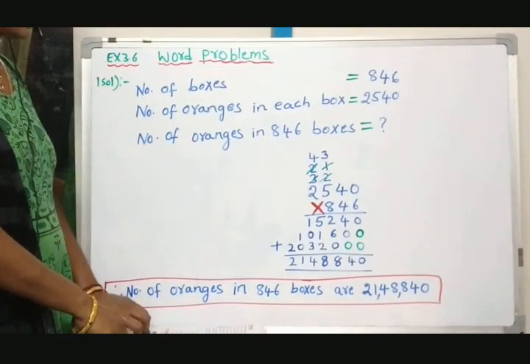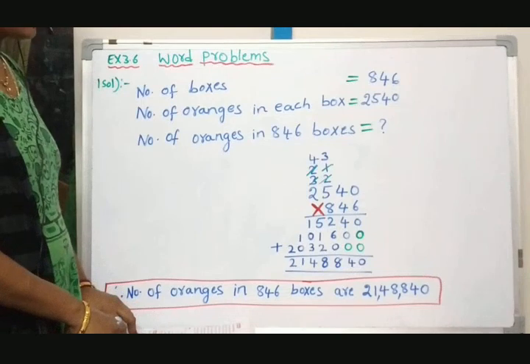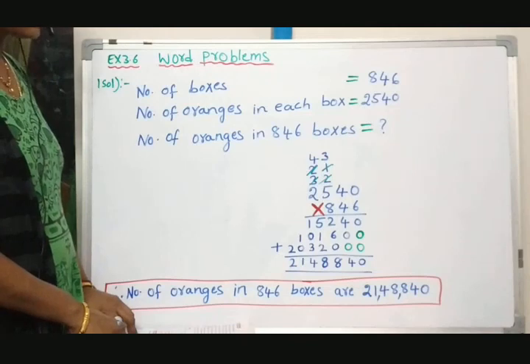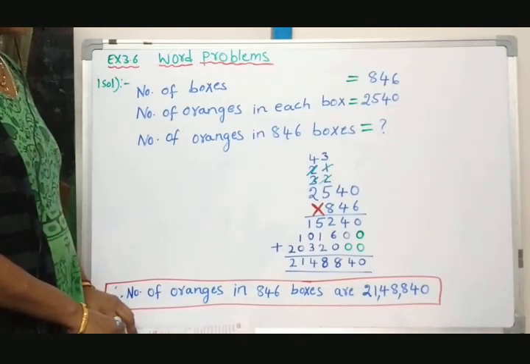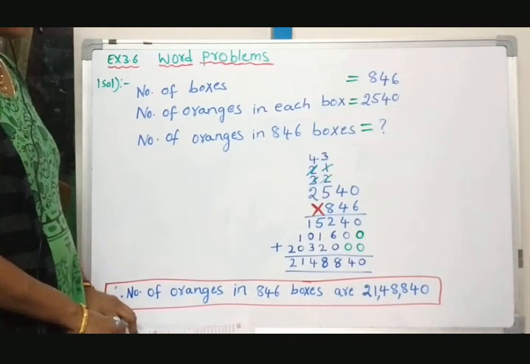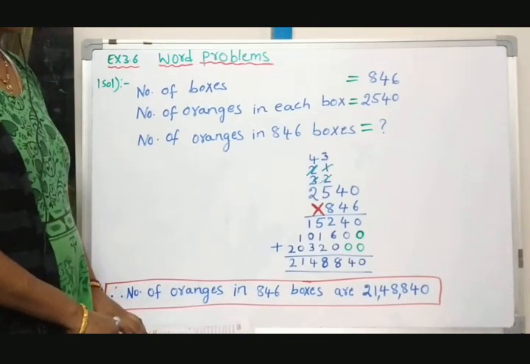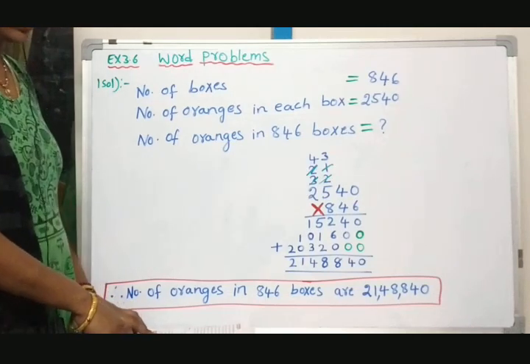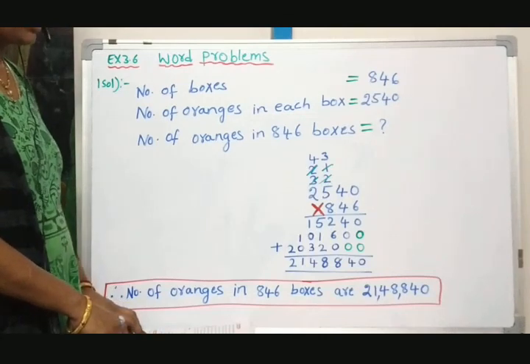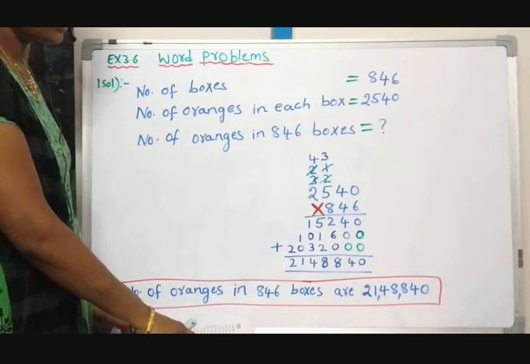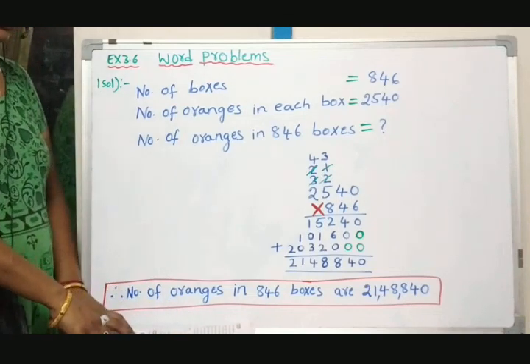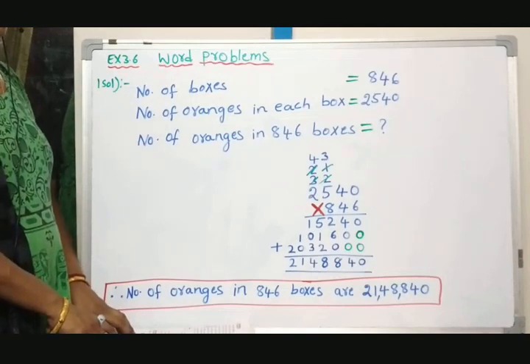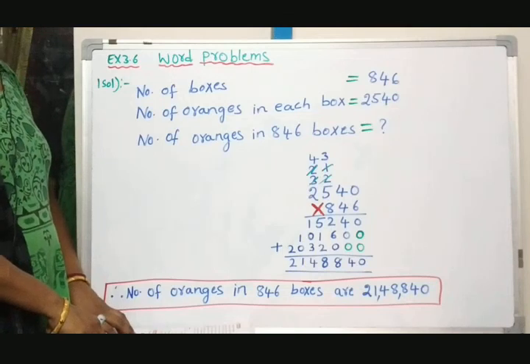Now let us do exercise 3.6. The first sum. How many oranges are kept in 846 boxes if each box contains 2540 oranges? In this sum, we are not able to find the keyword. So when we are not able to find the keyword, we have to use the technique which I told you, that is one to many. In this story sum, they have given the information that in one box 2540 oranges are there, and we need to find out the number of oranges that are kept in 846 boxes.